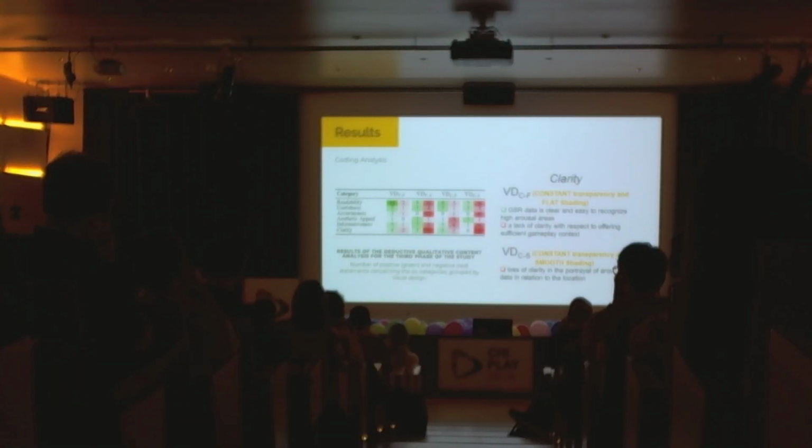For the second measure, clarity, it was referring to how clearly the information was displayed, and it was more concerned with the interpretation of the data. So if the representation was clear or if there was ambiguity, for example. The visual design with the constant transparency and flat shading received positive comments about how the GSR data was clear and it was easy to recognize the high arousal areas, but there was a lack of clarity with respect to offering sufficient gameplay context. And then the visual design with the smooth shading received negative comments on how there was a loss of clarity in the portrayal of arousal data in relation to the location.